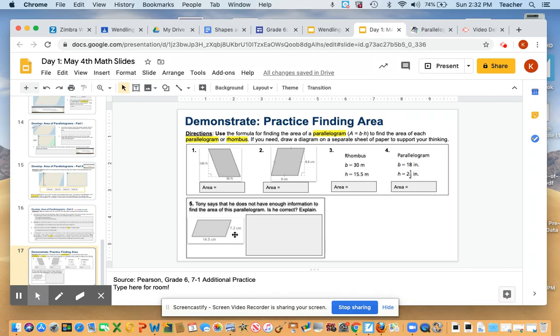So what do you think? Is this 7.2 the height of this parallelogram? Or does he not have enough information to be able to solve?